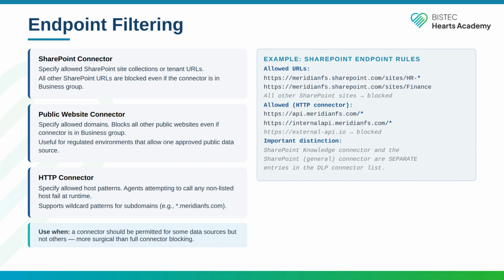The correct use case for endpoint filtering is when a connector should be permitted for some data sources, but not others. It is more surgical than full connector blocking and allows you to preserve legitimate business use of a connector while bounding it to approved data sources. When in doubt about whether to block a connector or filter it, consider whether any legitimate use case for that connector exists within the environment. If yes, filter. If no, block.